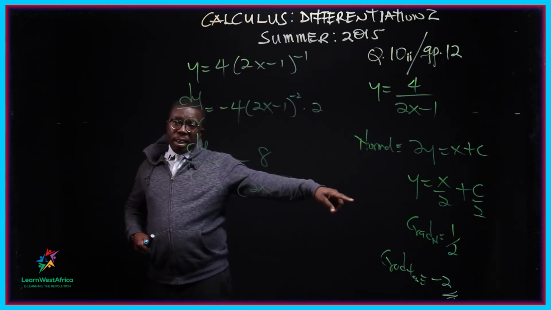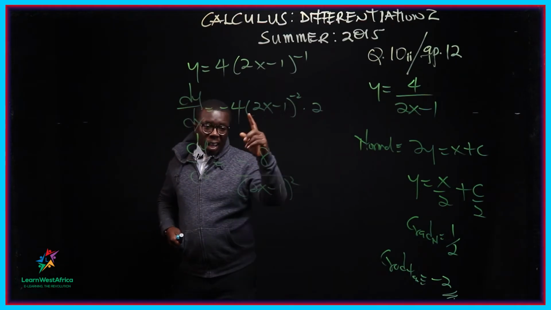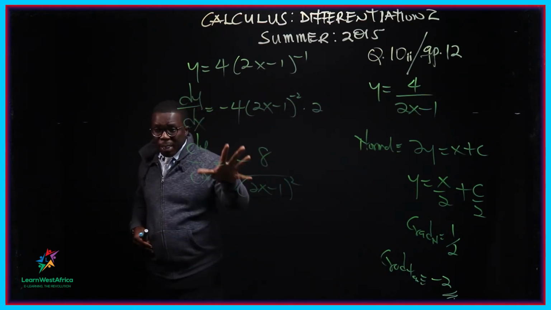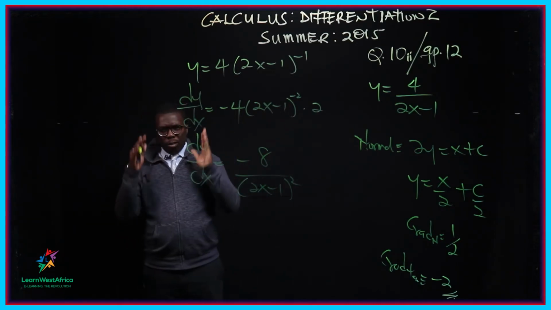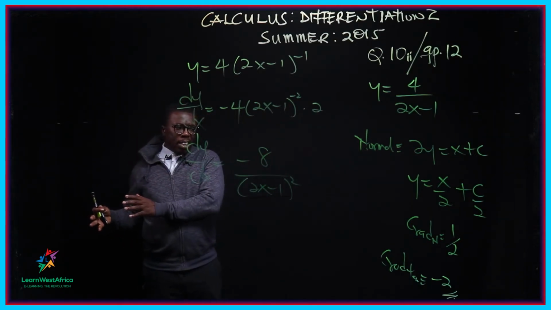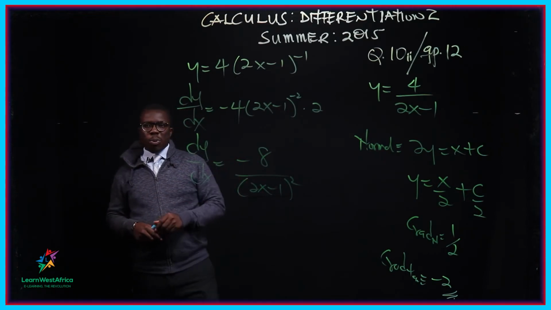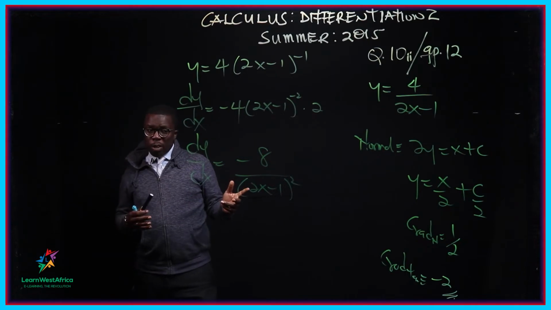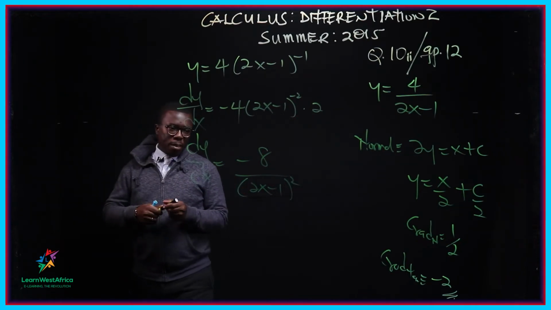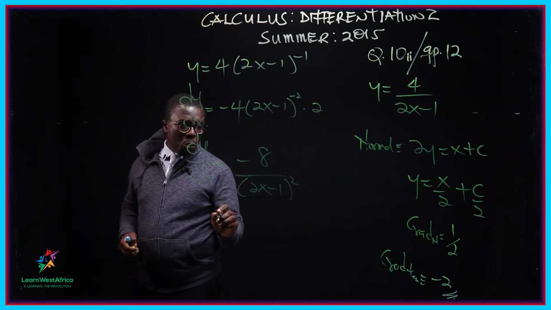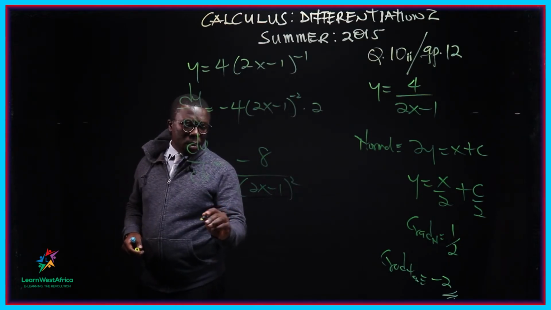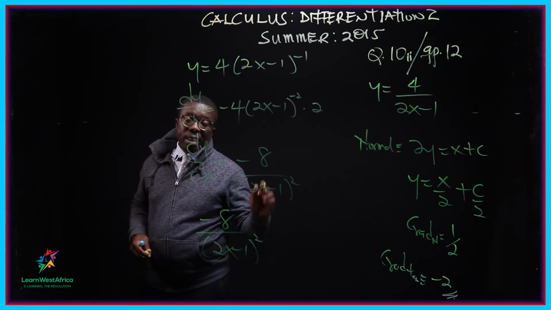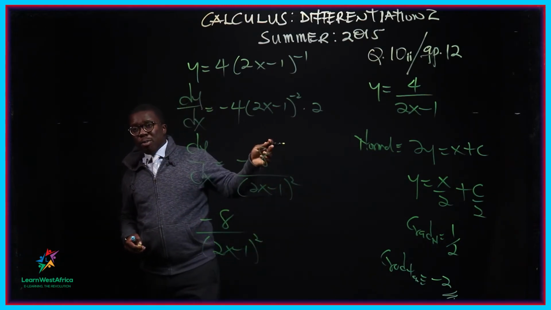1 over 2, which is the gradient of the normal, times minus 8 over (2x minus 1) all squared, which is the gradient of the tangent, should give us negative 1. Hope you're okay. The gradient of the tangent and the gradient of the normal should give us negative 1. So that is one way that you can solve for that. So you can first say that minus 8 all over (2x minus 1) all squared times the gradient of the normal should give you negative 1.